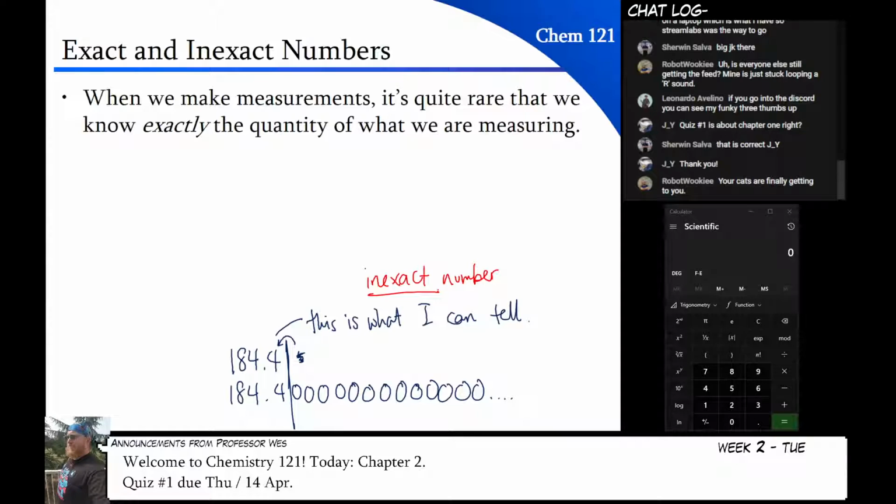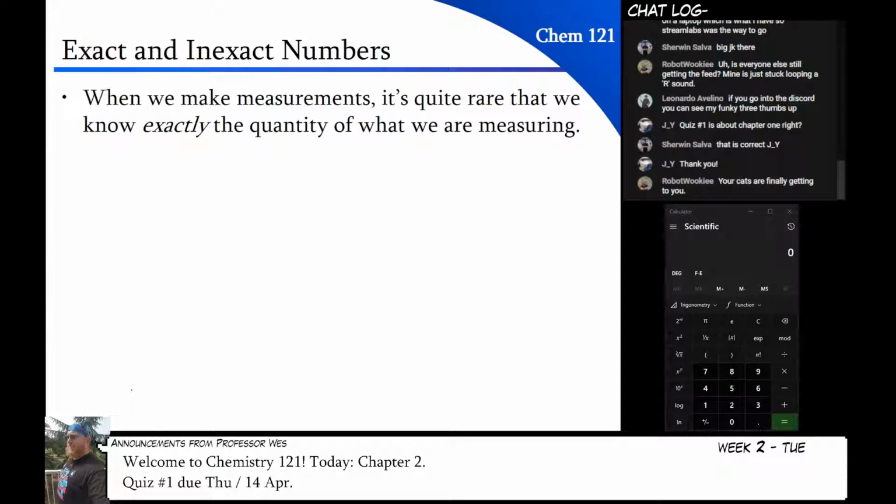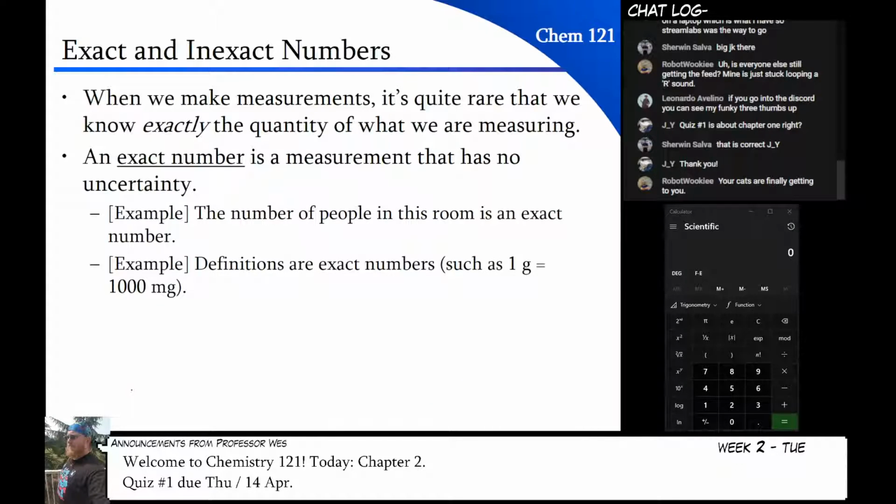When you measure stuff, it is virtually impossible to get an exact number. There is only one circumstance in which you can get an exact number. And that is when you count it. So if I go to YouTube and I click on this button here that says how many people are watching the stream, and it says 19.